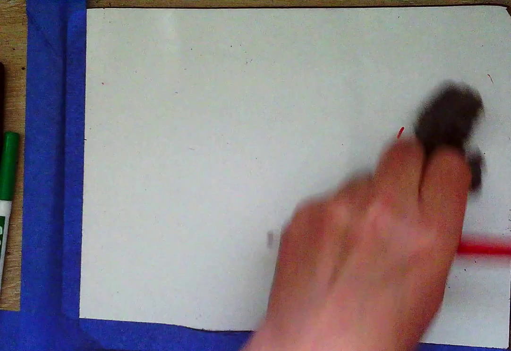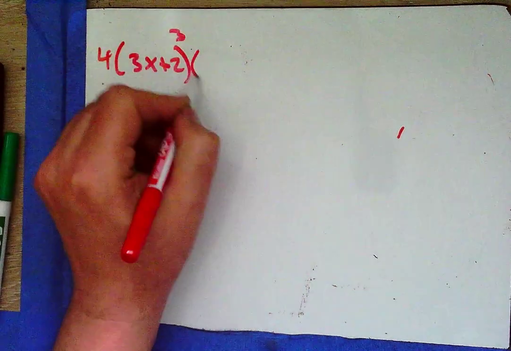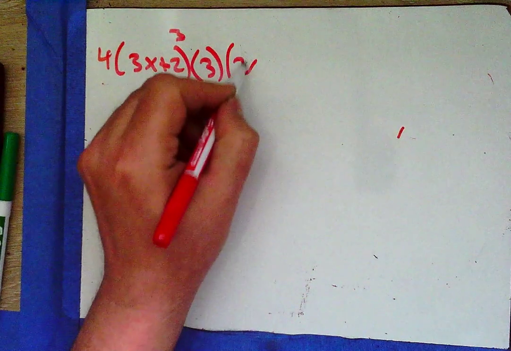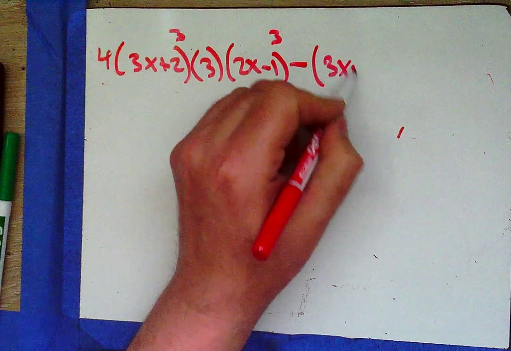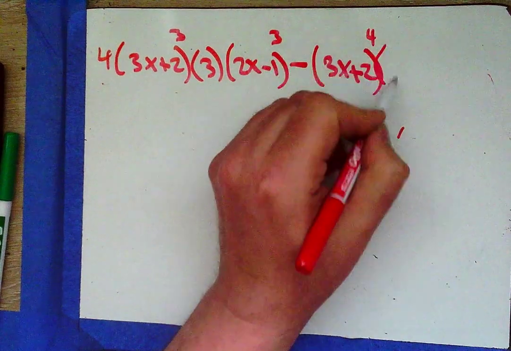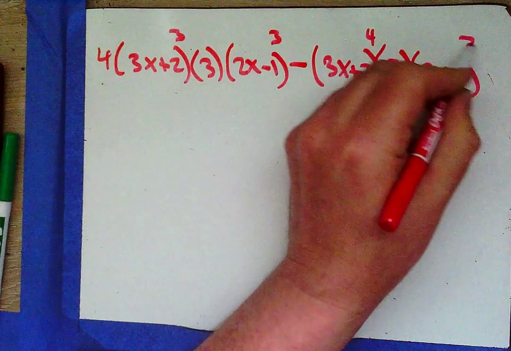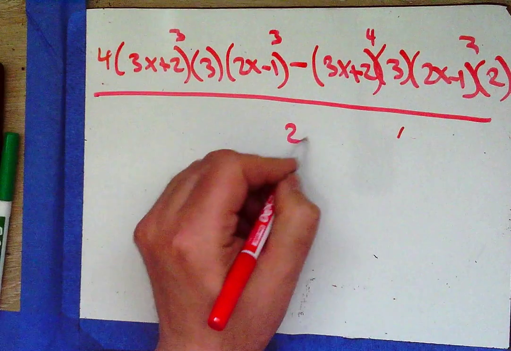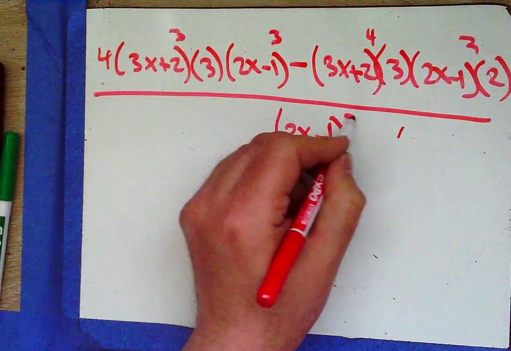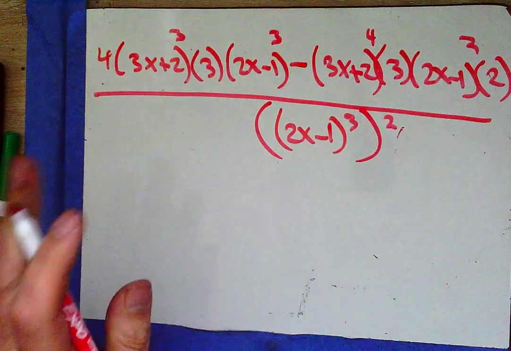All right, how about this one? 4 times 3x plus 2 to the third times 3 times 2x minus 1 to the third minus 3x plus 2 to the fourth times 3 times 2x minus 1 squared times 2, all over 2x minus 1 to the third squared. Again, where does this come from?